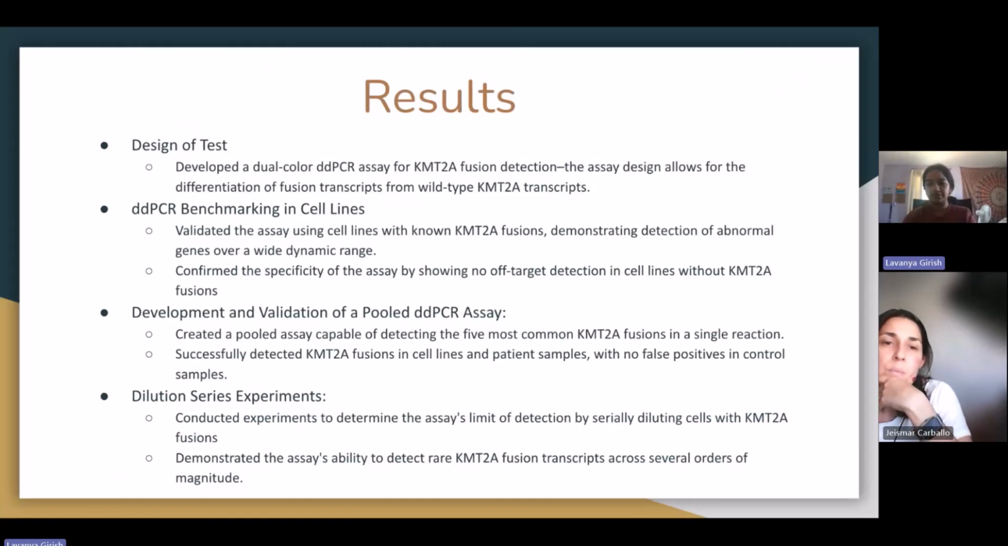without KMT2A fusions. They created a pooled assay capable of detecting the 5 most common KMT2A fusions in a single reaction. The assay successfully detected KMT2A fusions in cell lines and patient samples with no false positives in control samples. They conducted experiments to determine the assay's limit of detection by serially diluting cells with KMT2A fusions, and demonstrated the assay's ability to detect rare KMT2A fusion transcripts across several orders of magnitude.